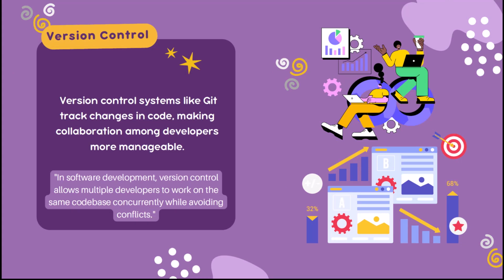Version control. Version control systems like Git track changes in code, making collaboration among developers more manageable. Example. In software development, version control allows multiple developers to work on the same code base concurrently while avoiding conflicts.